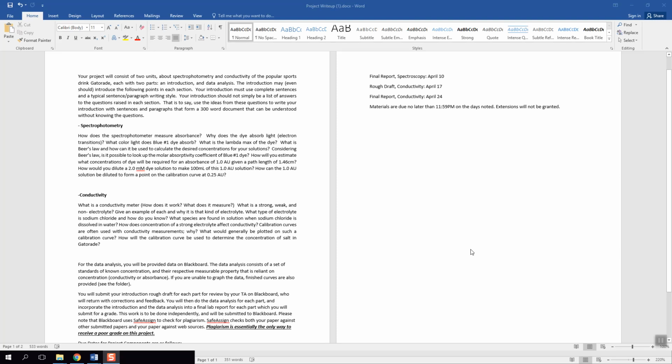This isn't the exact same final project that we had prepared for the in-person class, but it is what we have prepared for the distance learning version. So the final project is basically going to be broken into two parts: spectroscopy and conductivity. And we're going to look at it in terms of Gatorade. And all of this can be completed remotely. So that's basically what we have available for you.